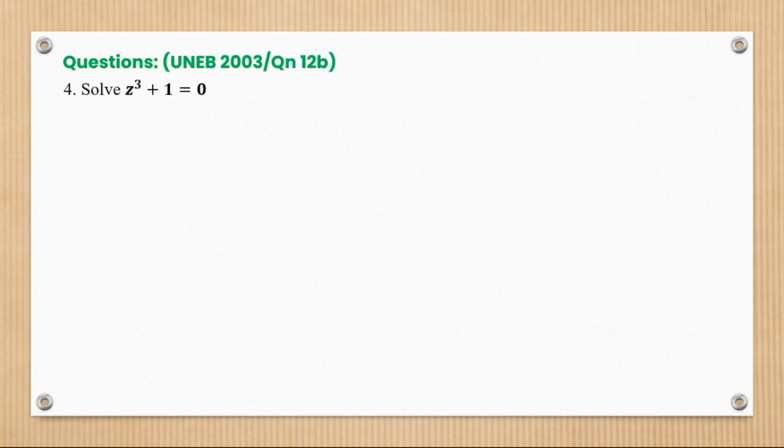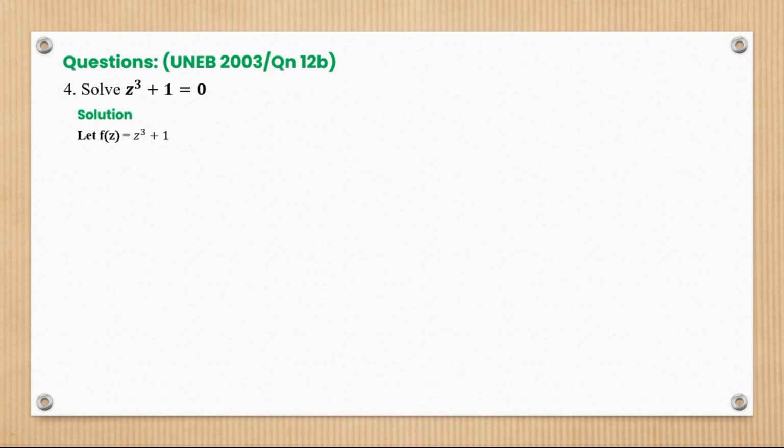Let's look at an example from UNEB 2003, question number 12b. So we have this. We're being asked to solve this equation. So as usual, we're going to let f(z) be equal to z cubed plus 1. Now, as usual, we have to try out a number to see which one will give us 0. When we tried positive 1, it didn't work out, because the positive 1 will just give us 2.